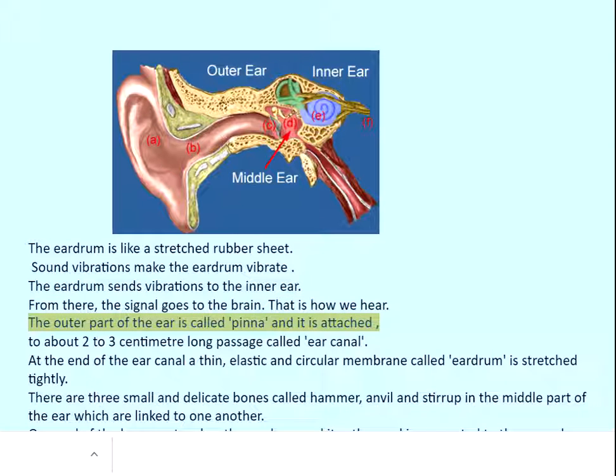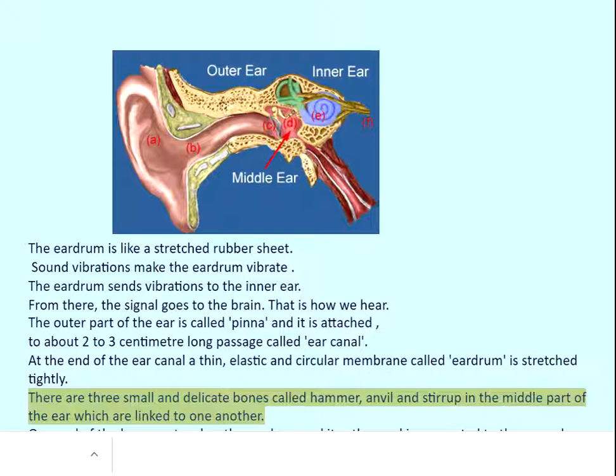The outer part of the ear is called pinna, and it is attached to about 2 to 3 cm long passage called ear canal. At the end of the ear canal a thin, elastic and circular membrane called eardrum is stretched tightly. There are 3 small and delicate bones called hammer, anvil and stirrup in the middle part of the ear which are linked to one another.